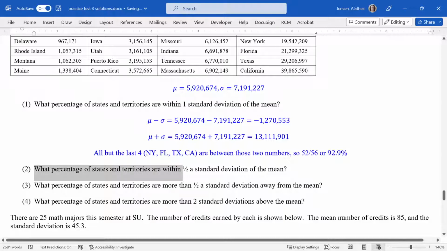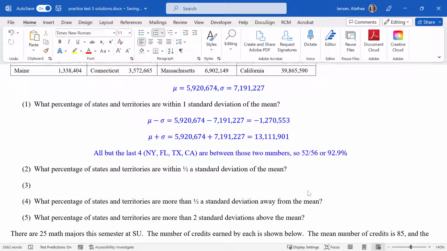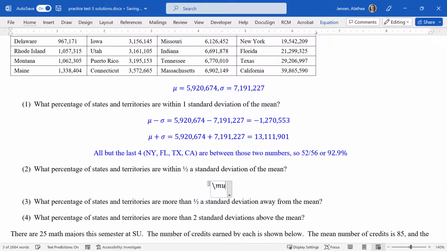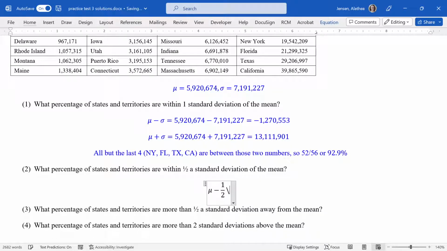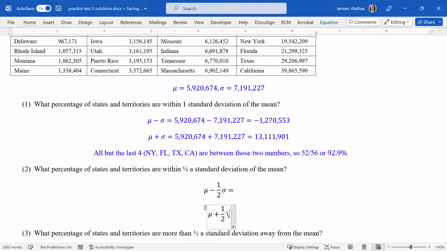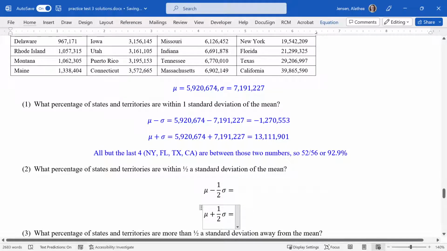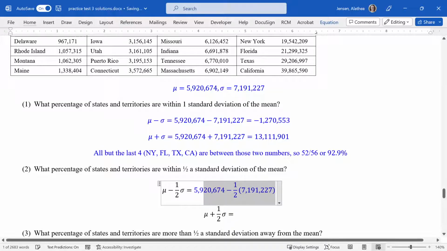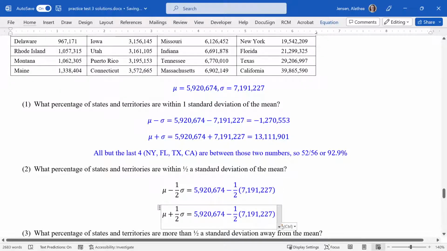What percentage of states and territories are within half a standard deviation of the mean? So again, we just need to figure out how far away half a standard deviation is from the mean. You're going to start at the mean, go down half a standard deviation, and then start at the mean and go up half a standard deviation, and just figure out what those two numbers are. So I'll just copy what I had up here, and then I'm going to put my 1/2 in front of this one. And then same for the next one, except I'm going to add these.